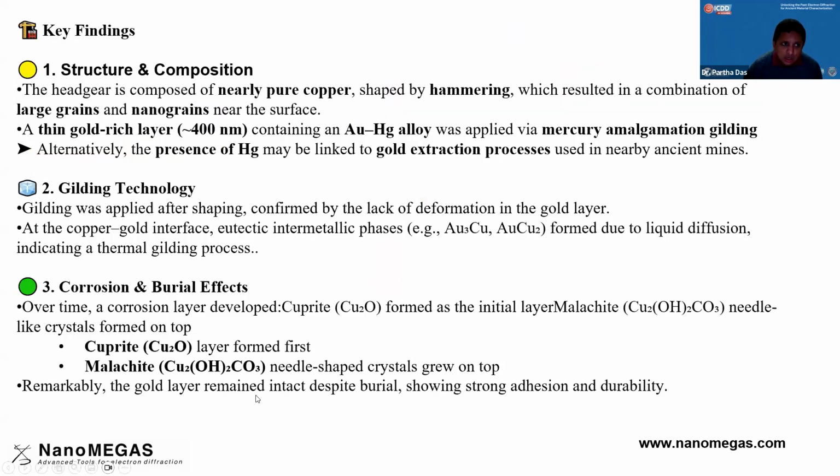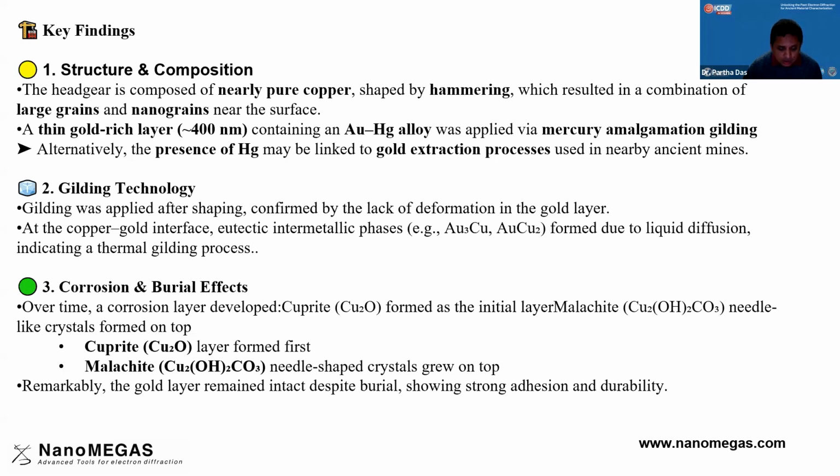So now let's summarize what we believe based on the information we got from chemical analysis, from the EBSD, and from the STAR. The headdress is made of pure copper, shaped by hammering. It was made first, and then on top of that a gold layer of 200 to 300 or 400 nanometers was applied by mercury amalgamation. Then, because of some thermal process, there was formation of some intermetallics, not just gold.